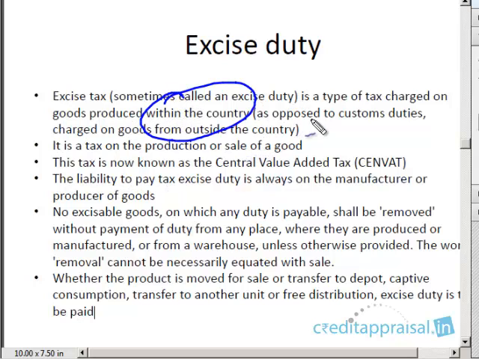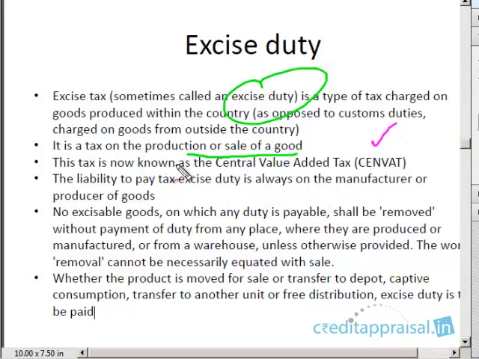Why are we saying within the country? Because if the goods are produced outside the country, the companies pay what is known as customs duty. That's a different duty imposed on the goods that are produced outside the country. For the goods produced in the country, we impose what is known as excise duty. Excise duty is a tax on the production or sale of a good. This tax is actually known as VAT. And who has to pay this? The company, the manufacturer who produces the goods, will be liable to pay the excise duty.